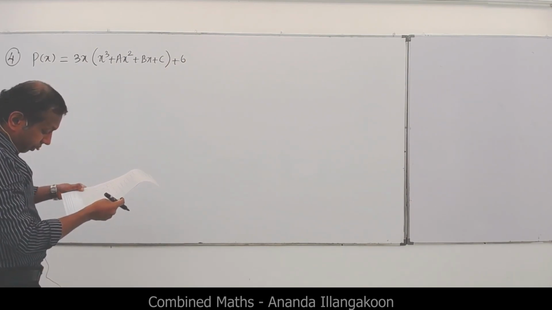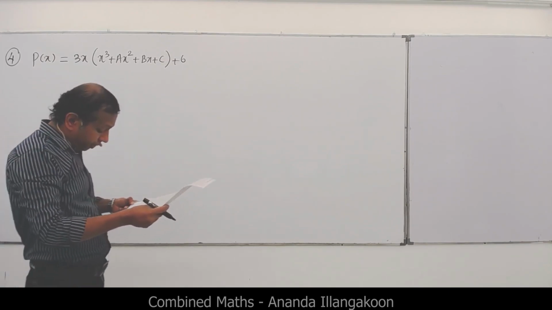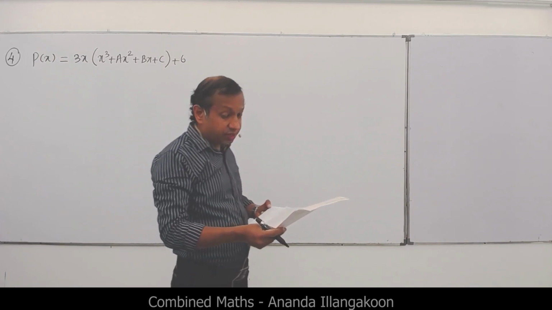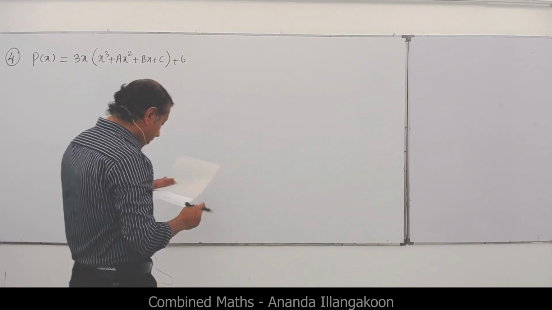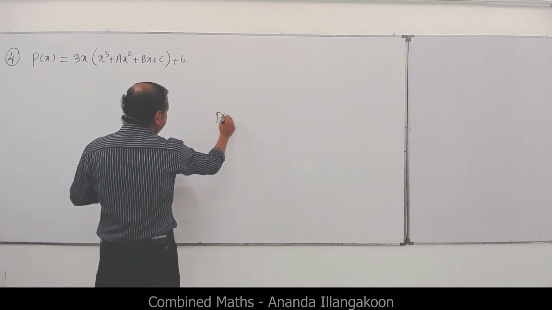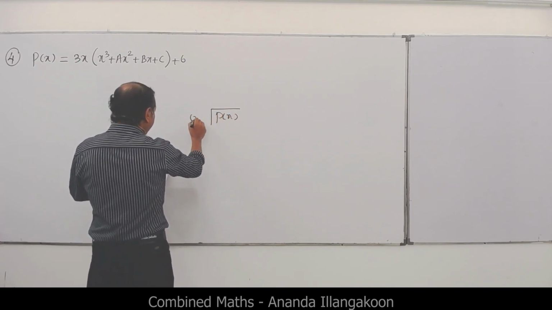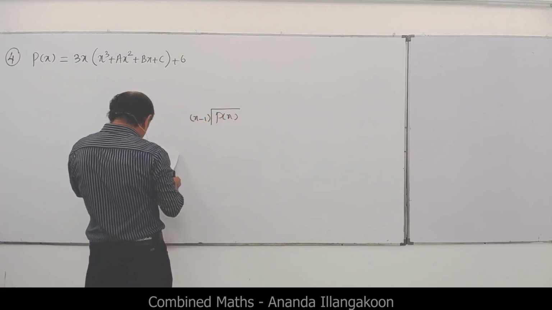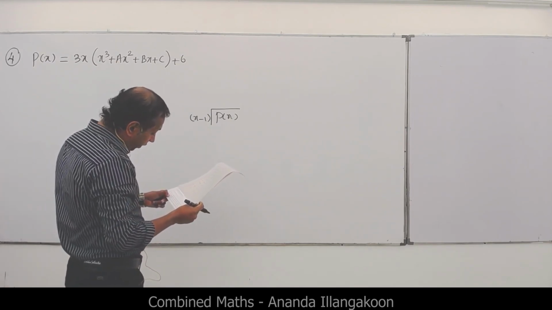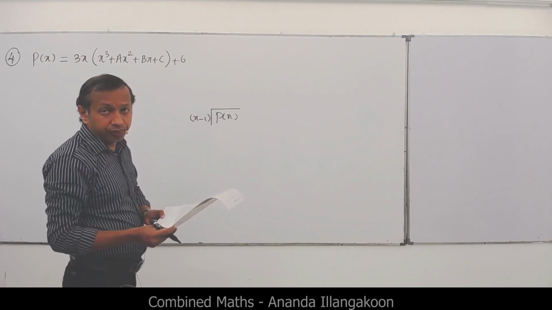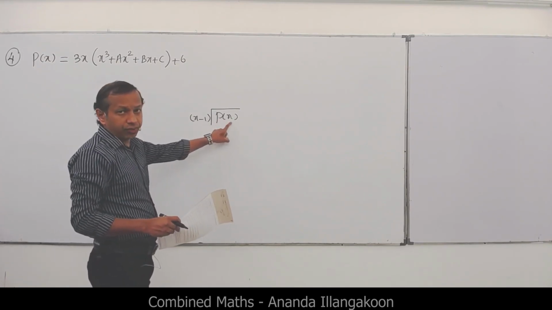When px is divided by x minus 1, x minus 2, x minus 3, the remainder in each case is 6. Right. Now you know, according to factor theorem, when px is divided by x minus 1, right, we are given the remainder in each case 6. Right. When x minus 1 is a factor of px, remainder 0.